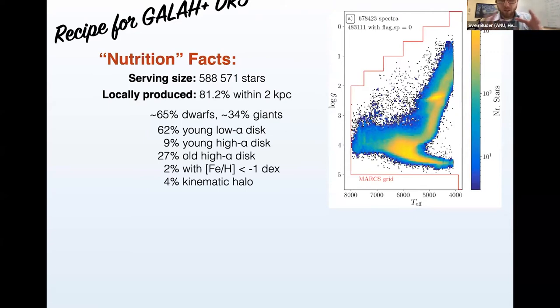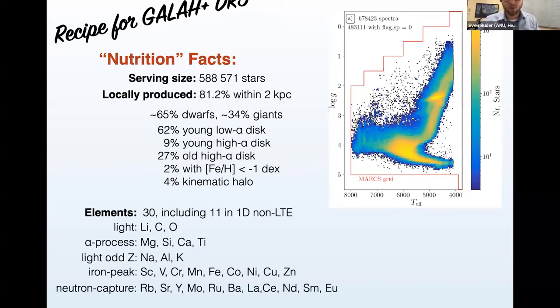So we have roughly 62% thin disk stars. We have 27% thick disk stars, 2% metal poor stars, and 4% stars that by kinematic criteria, so by how hot their orbits are, we can roughly identify them as kinematic halo stars.